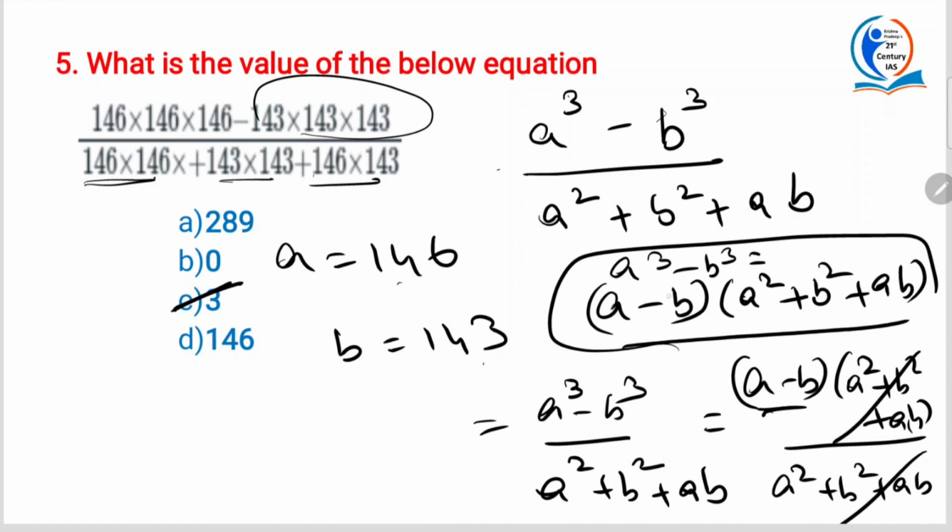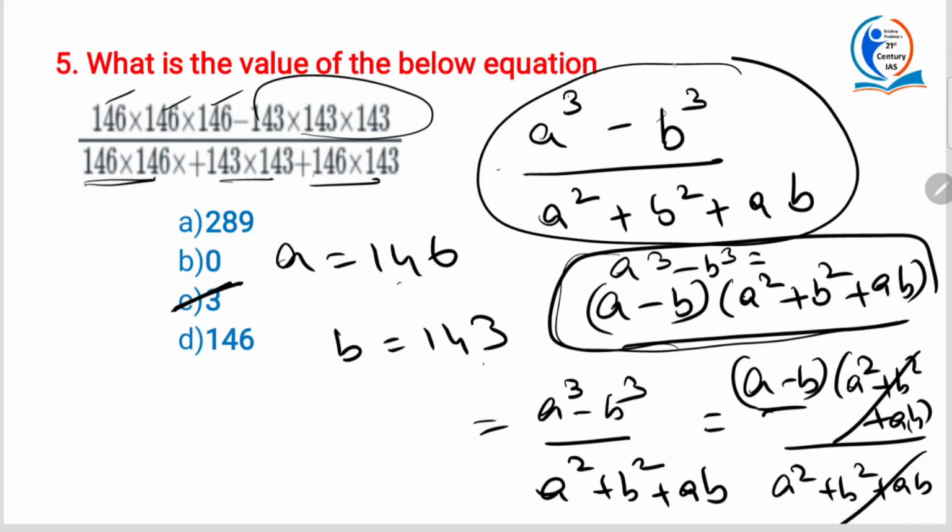Okay. If you do not know the simplification, what will you do? You will multiply 146 into 146 into 146. Then do all that math and you will waste a lot of time. That's why have a thorough idea about the basic formulae.